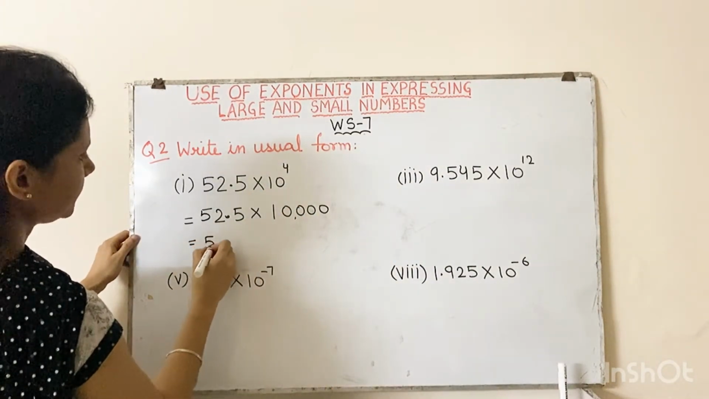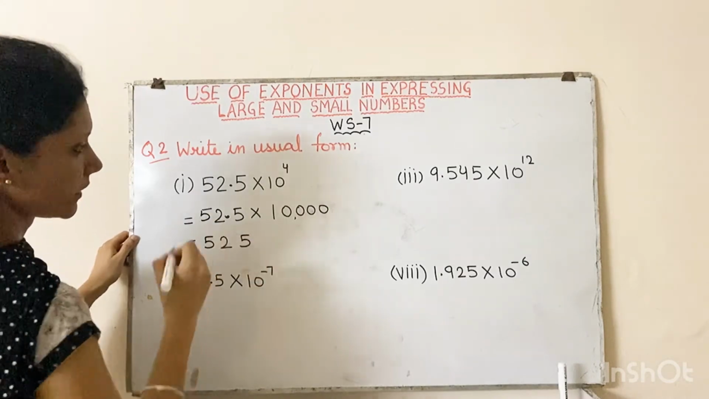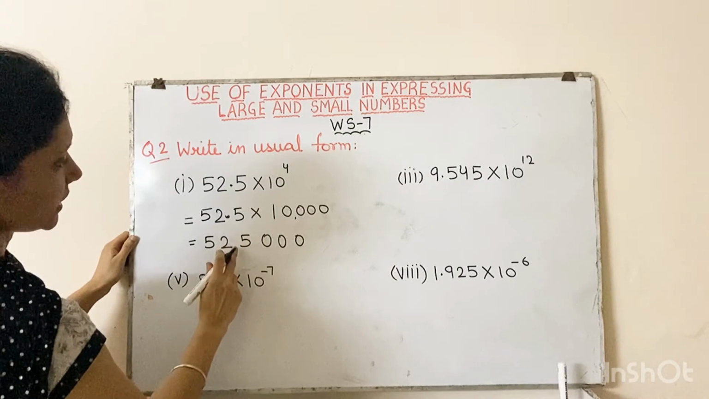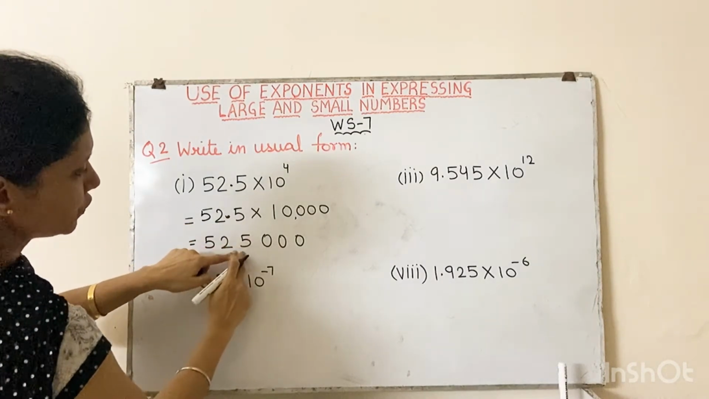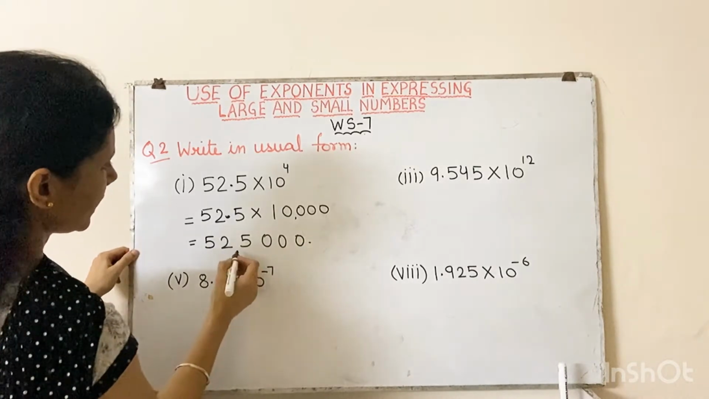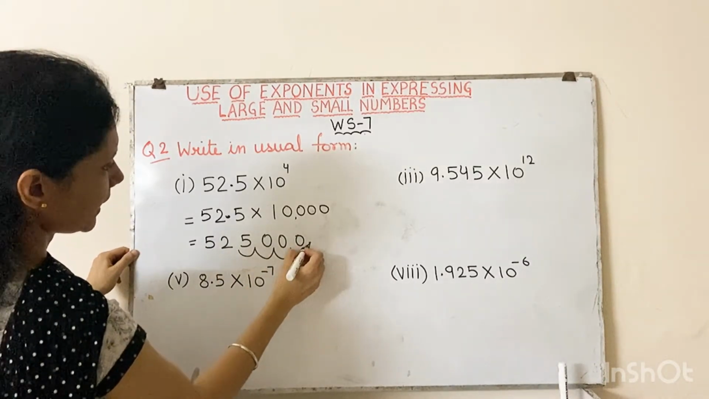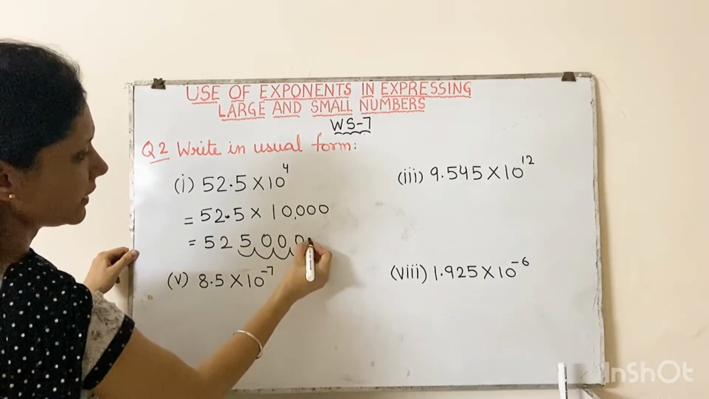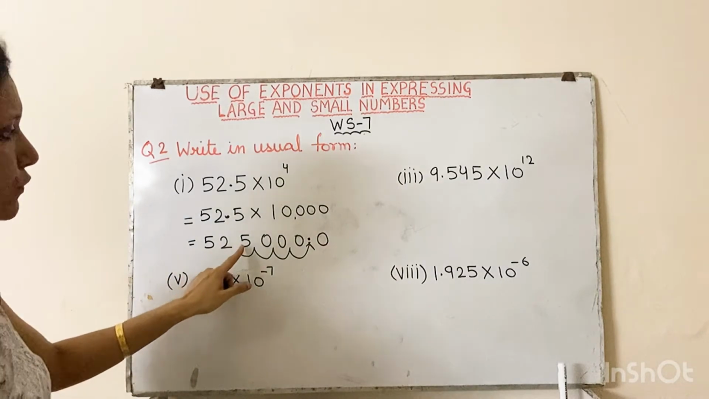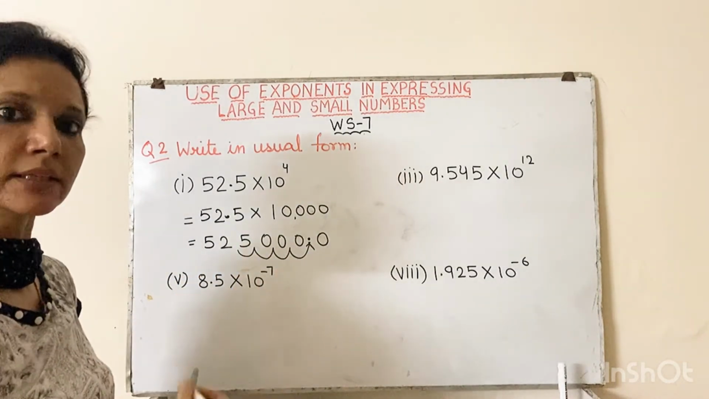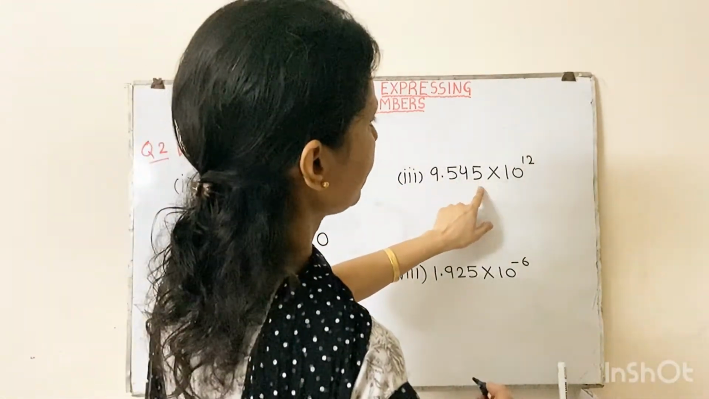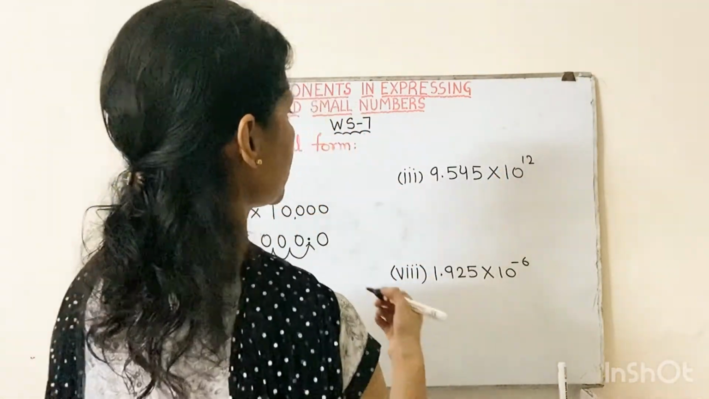So this would become, let's write some zeros here. Now let's jump. The decimal was here in the question. So 1, 2, 3 and 4. From here 1, 2, 3 and 4. That means our decimal would come here and we must put a 0 after the decimal. So my answer is 525,000.0.